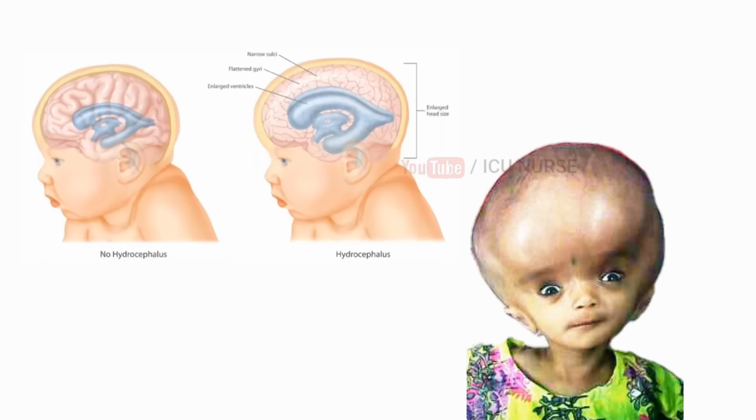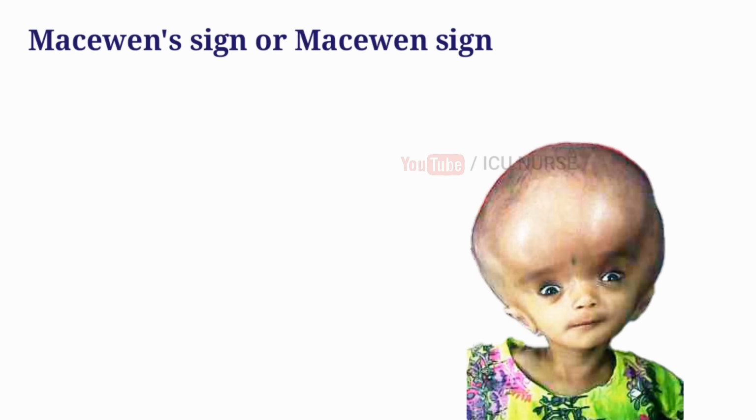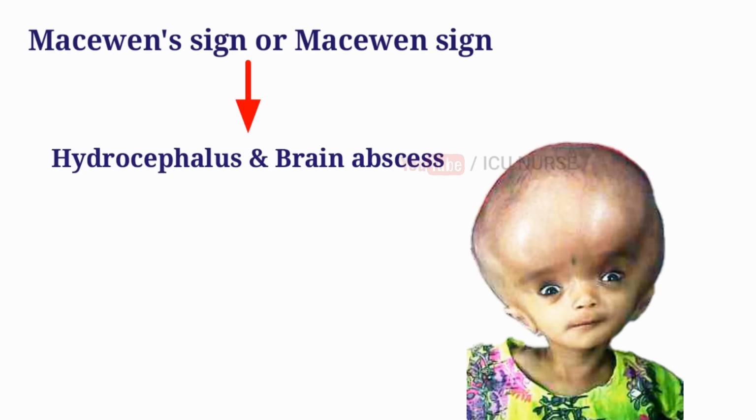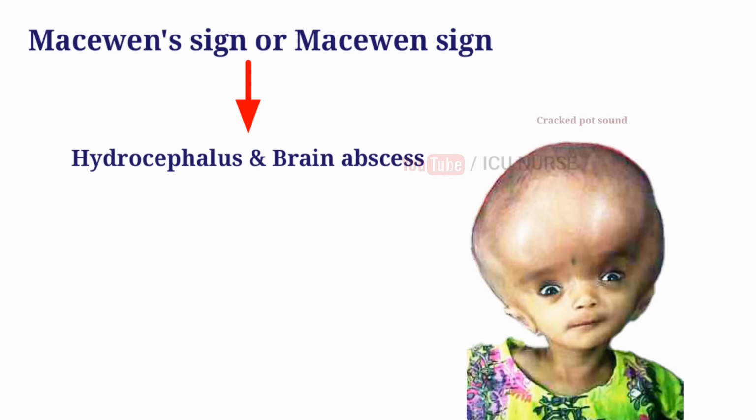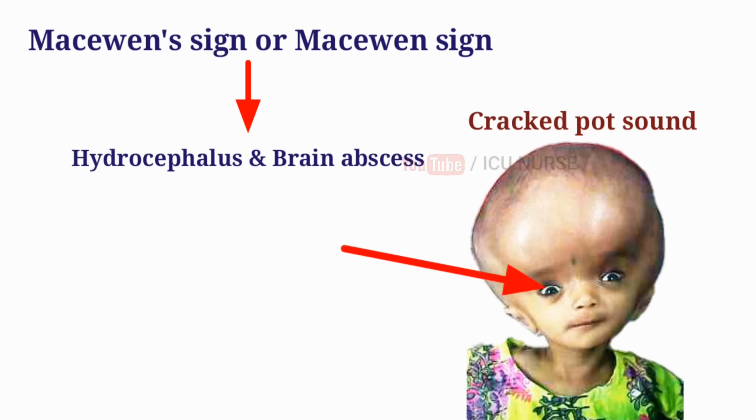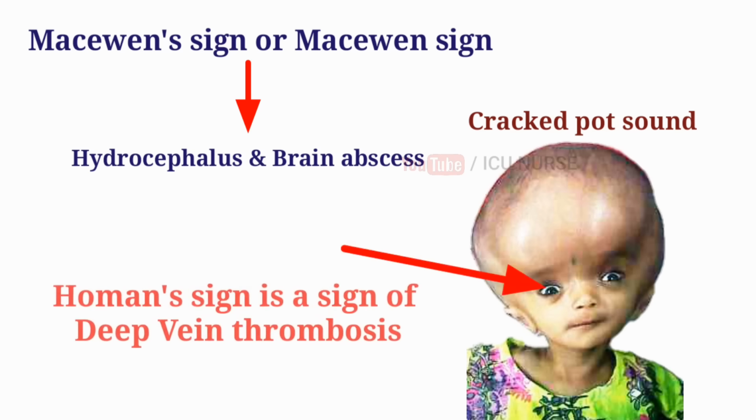In hydrocephalus, excess fluid that is accumulated causes the fontanelles to bulge. Macewen's sign is a sign used to diagnose hydrocephalus and brain abscesses. In Macewen's sign, tapping the skull near the junction of the frontal, temporal and parietal bones will produce a cracked pot sound. The setting sun sign is a clinical phenomenon encountered in infants and young children with raised intracranial pressure, whereas Homans' sign is a sign of deep vein thrombosis.